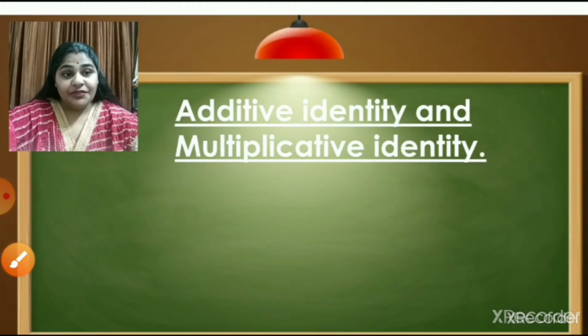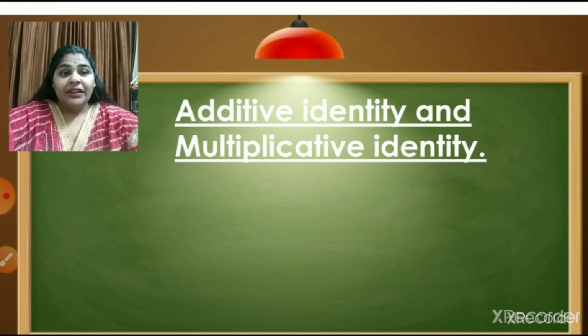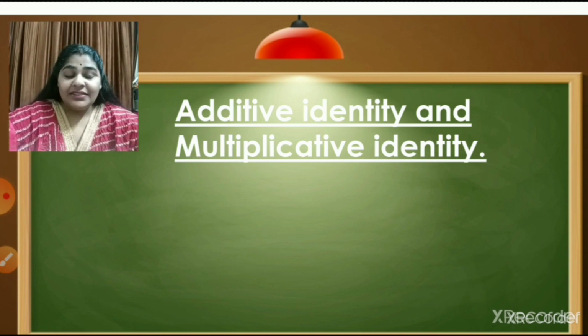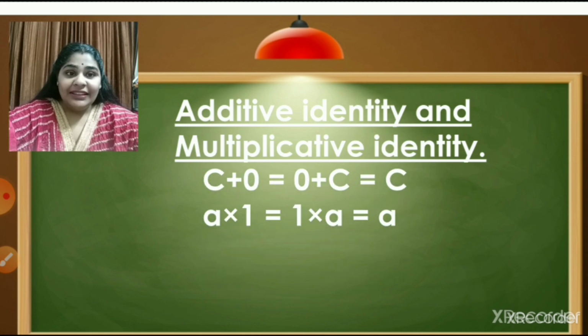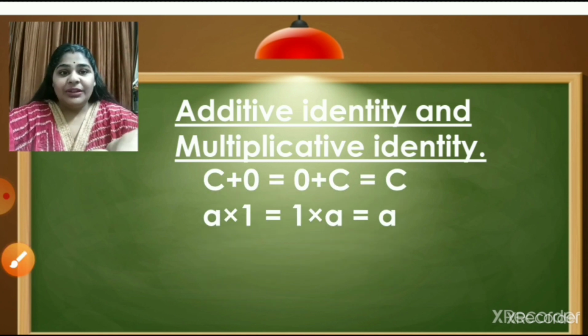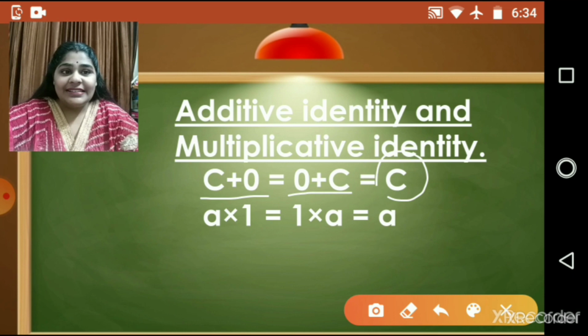Next one, which is very important, is additive identity and multiplicative identity. Additive identity means such a number which, when we add to any rational number, the answer is the same rational number. That is, C plus 0 is equal to 0 plus C is equal to what, children? Yes, C. So 0 is such a rational number.